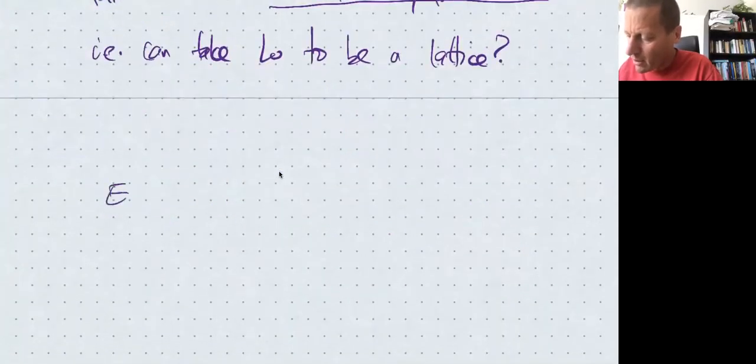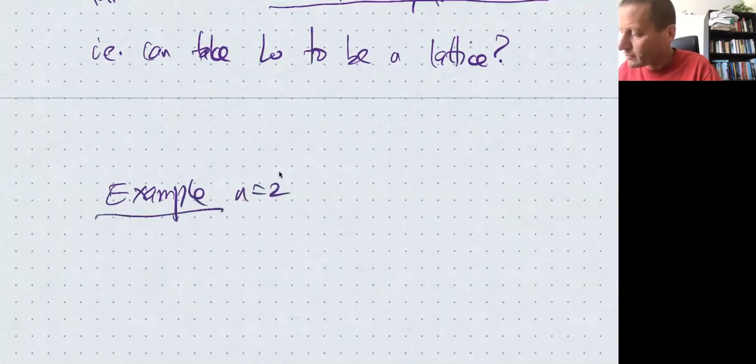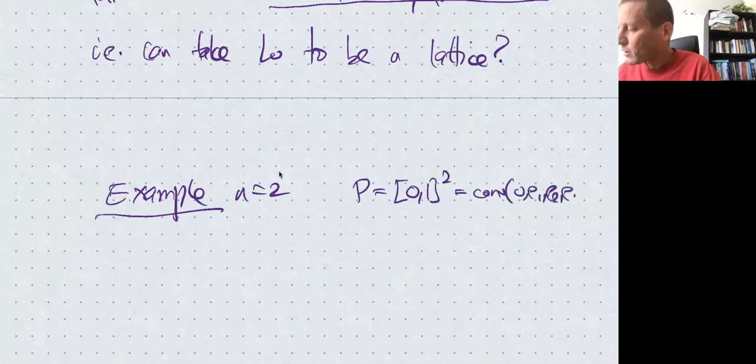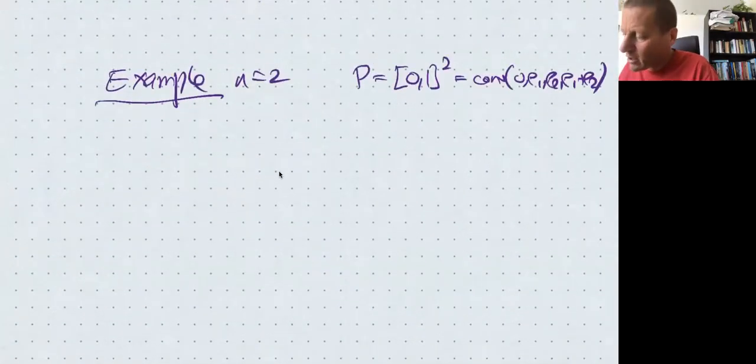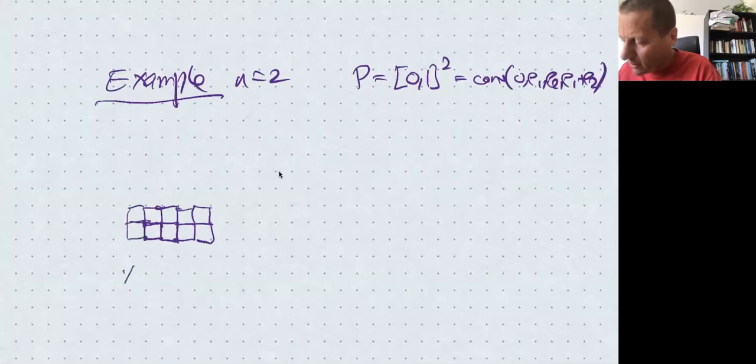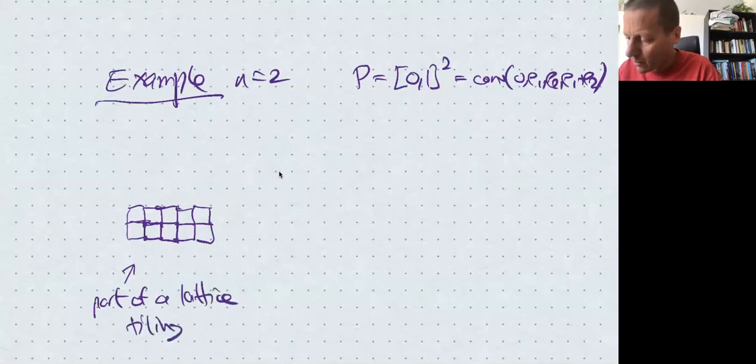So, an example in the plane: take a square, which is the convex hull of 0, e1, e2, e1+e2. This is the polytope. And you can of course tile the plane using this square. This is a little beginning of a picture. So that's a lattice tiling. And this is a part of a lattice tiling. Maybe I'll add one more layer here.